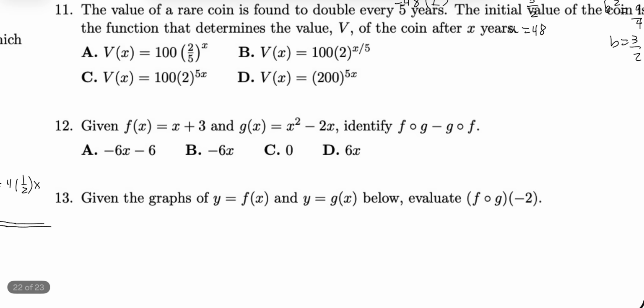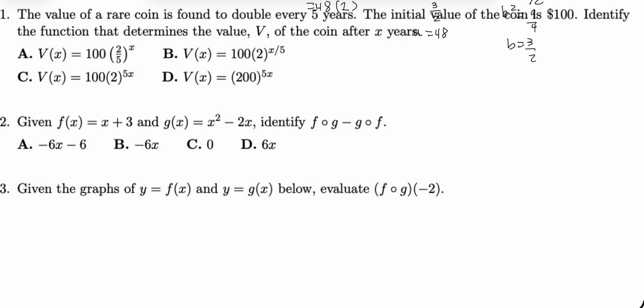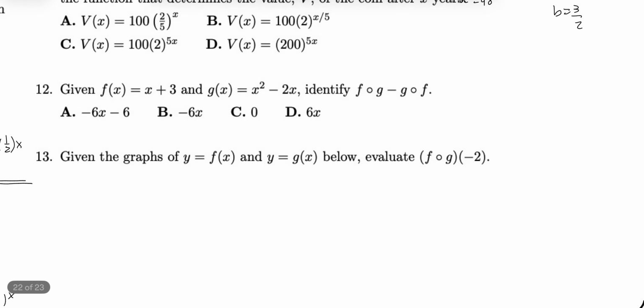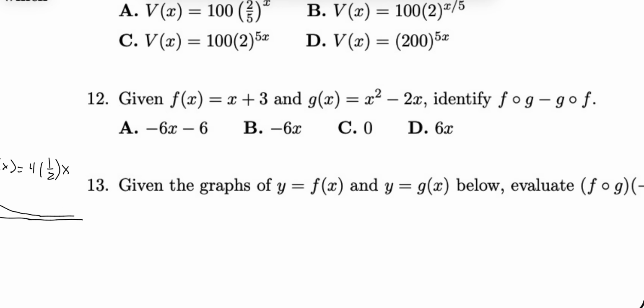The value of a rare coin is found to double every 5 years. The initial value of the coin is $100. Identify the function that determines the value V of the coin after x years. So how do we do this? We know that the growth is going to be proportional to the value of the coin, and it can be modeled using an exponential function.